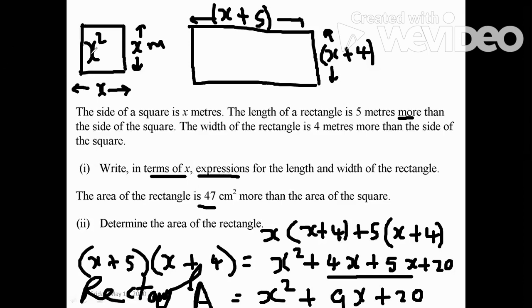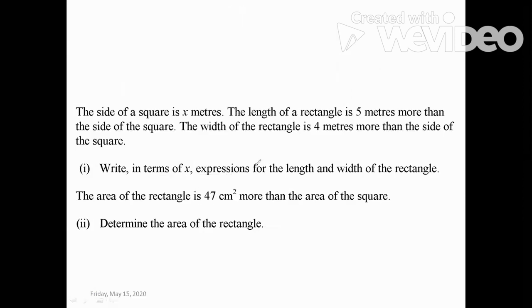So x squared represents the area of a square, but it is 47 centimeters more. Or more means plus, doesn't mean times. They didn't say 47 times the area of the square. All right. So what I'm going to do, I'm going to equate x squared plus 9x plus 20 and put it equal to x squared plus 47. All right. So I'm going to erase everything. You guys can always go back on the video.